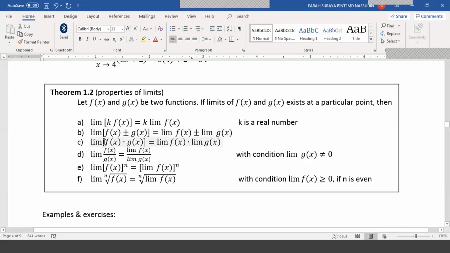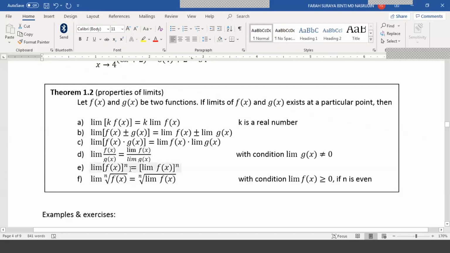Okay, C, limit involving two functions that multiply each other. And then yang D ni function yang bahagi. Okay, sama juga kita kena splitkan untuk limit. The first limit darab dengan second limit of function. Kalau bahagi, kita kena splitkan juga limit function yang atas bahagi dengan limit function yang bawah.